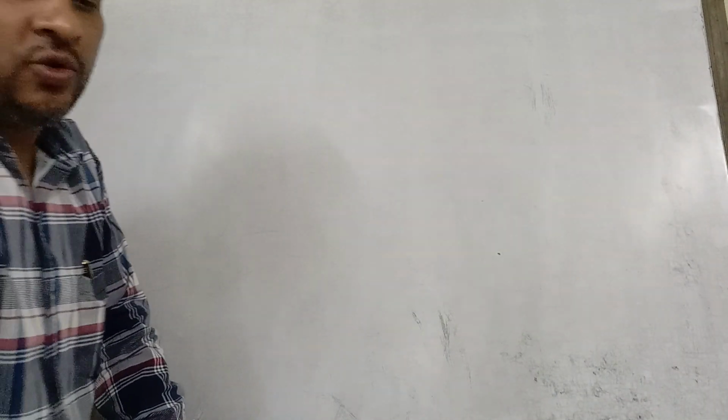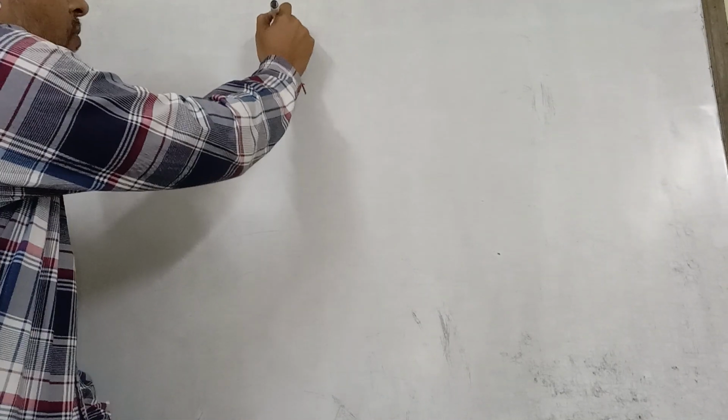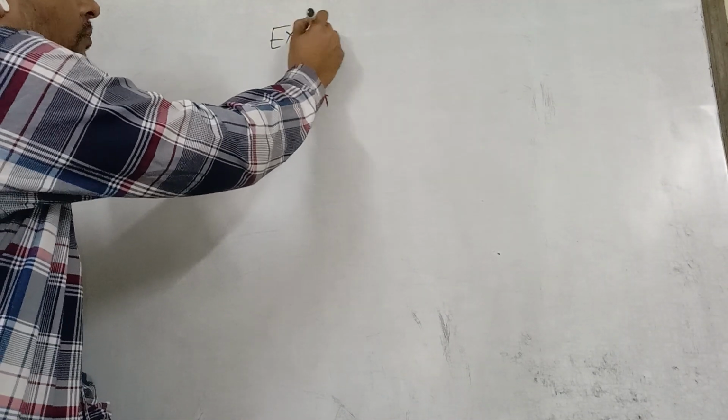Now we are going to start exercise 4A. First question is: find the principal value of sin inverse root 3 by 2. This is the first question of exercise 4A.